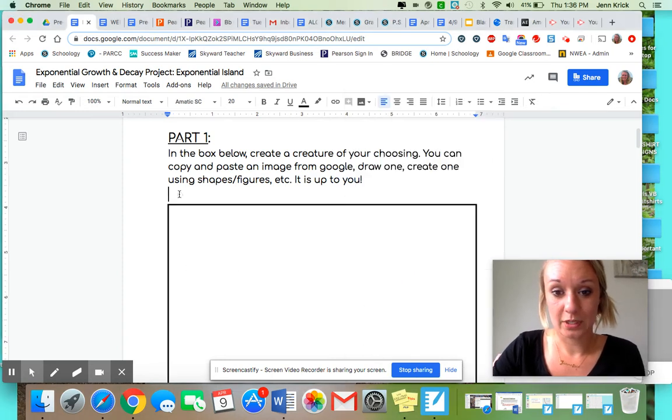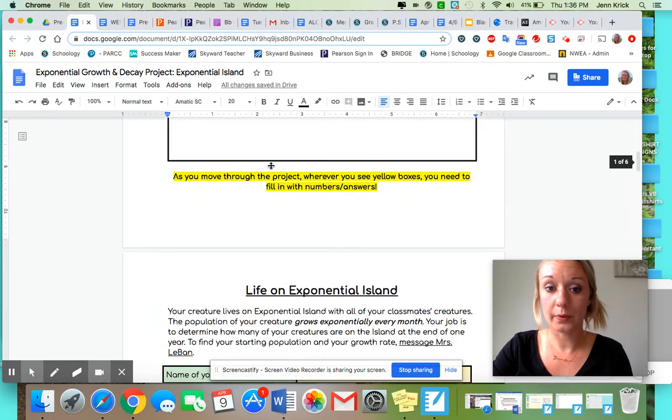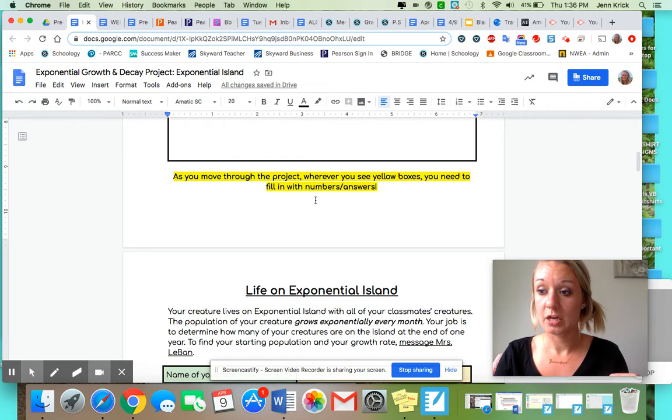And then you are going to keep scrolling. Notice that as you move through the project, wherever you see yellow, whether it's a bright highlight of yellow or just a faded yellow, you need to be putting in some type of text, number, etc. So that's your cue: I see yellow, I know I need to be doing something there.